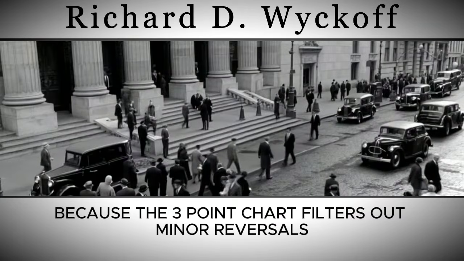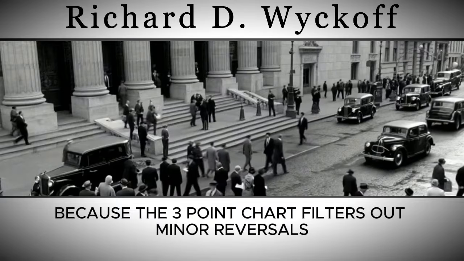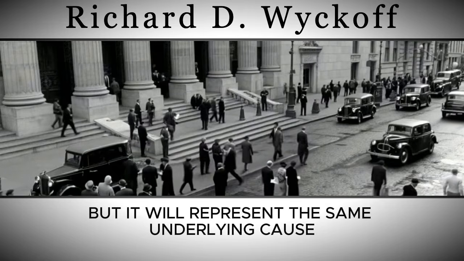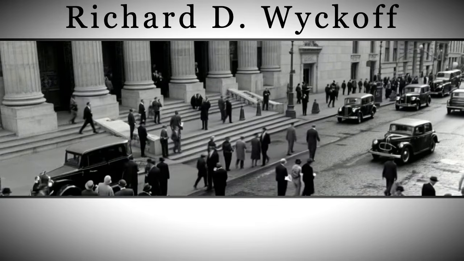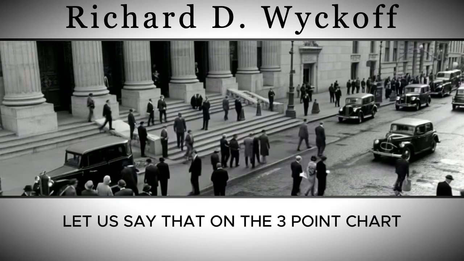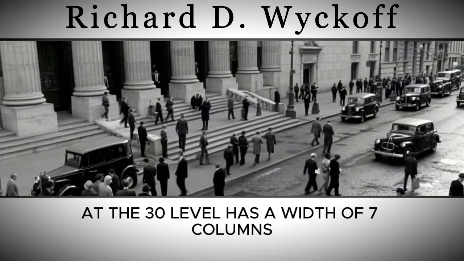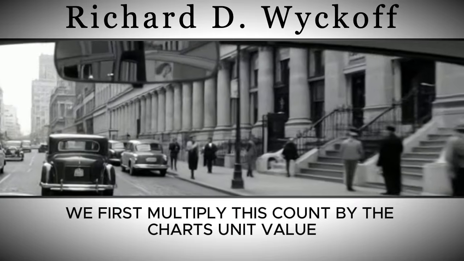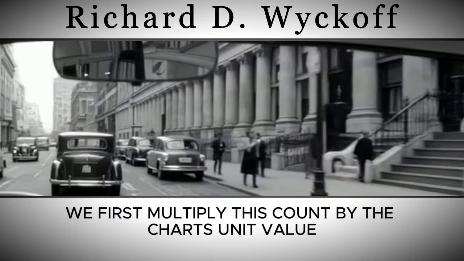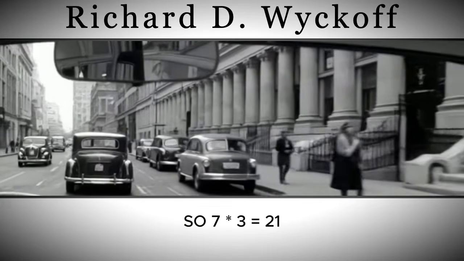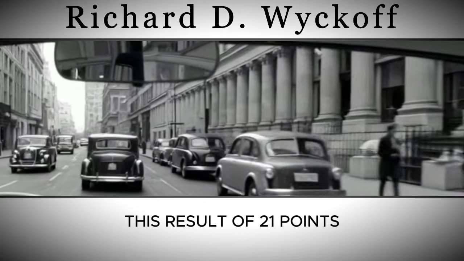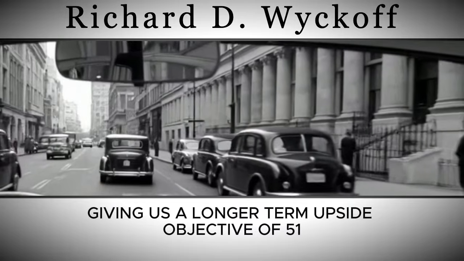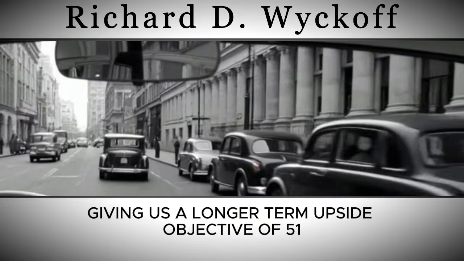Because the 3-point chart filters out minor reversals, the horizontal formation may look different, but it will represent the same underlying cause. Let us say that on the 3-point chart, the line of support at the 30 level has a width of 7 columns. According to the method, we first multiply this count by the chart's unit value, so 7 times 3 equals 21. This result of 21 points is then added to the support line of 30, giving us a longer-term upside objective of 51.